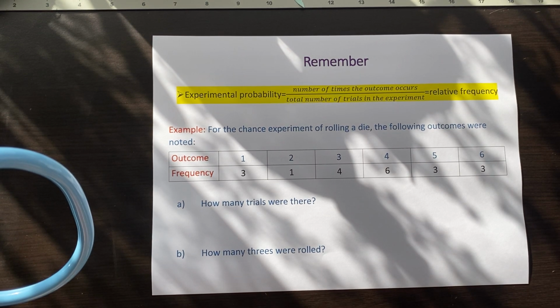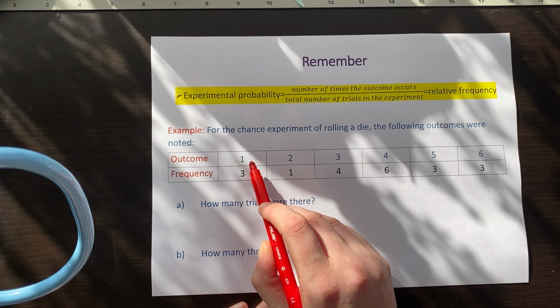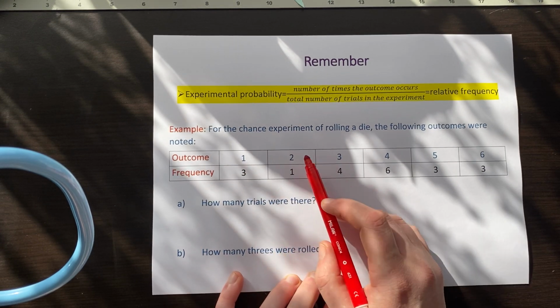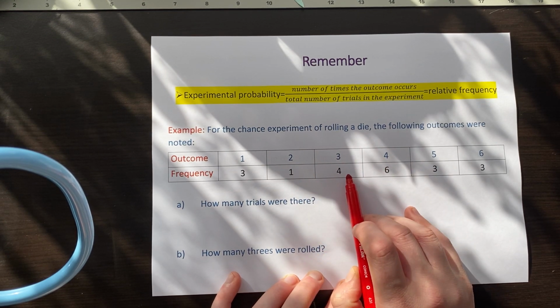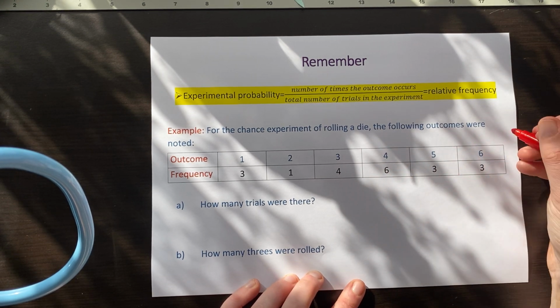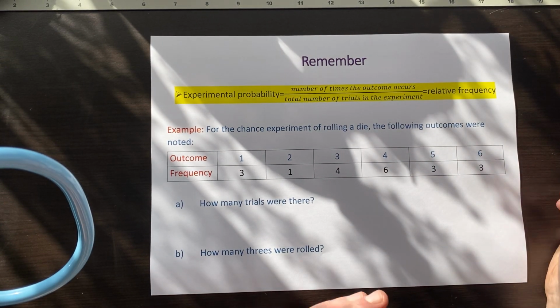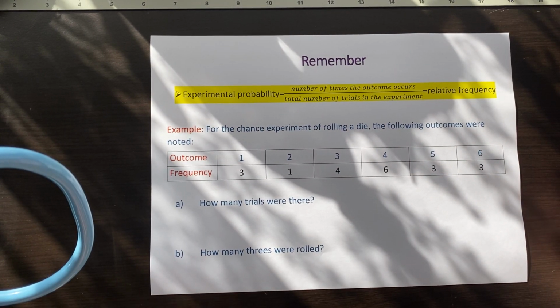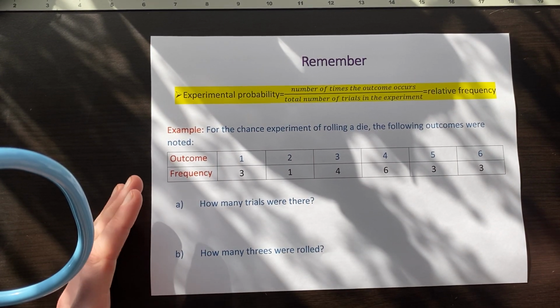So we've got, for the chance experiment of rolling a die, like a 6-sided dice, the following outcomes were noted. The outcome of rolling a 1 happened 3 times. The outcome of rolling a 2 happened once. Rolling a 3 happened 4 times. Rolling a 4 was 6, 5 was 3, and 6 was 3. So just remember, on a 6-sided dice, you would think you have a 1 in 6 chance of getting each of these. What this shows is it's not really the reality.